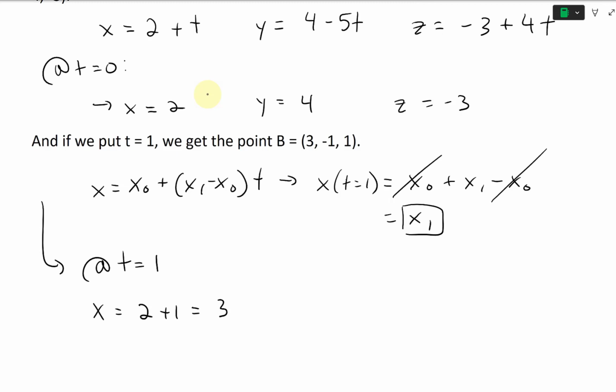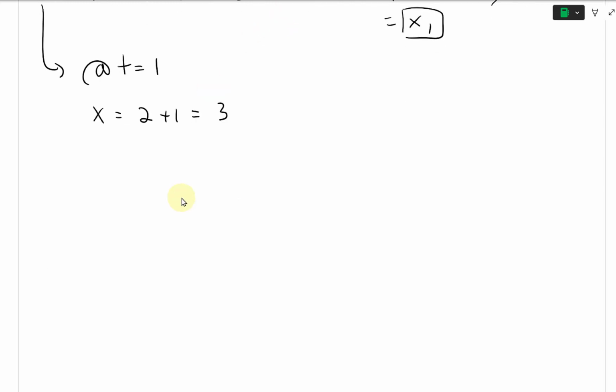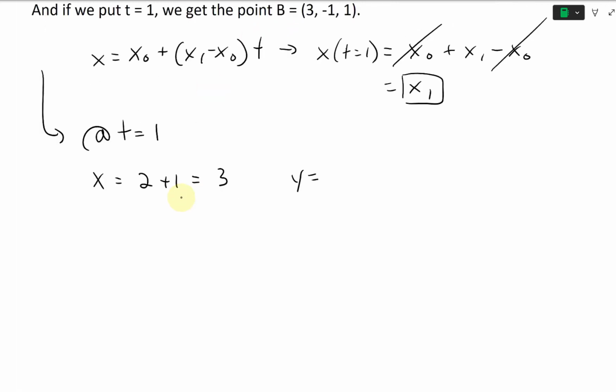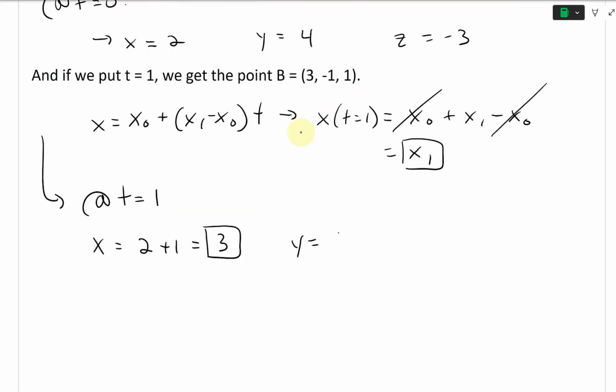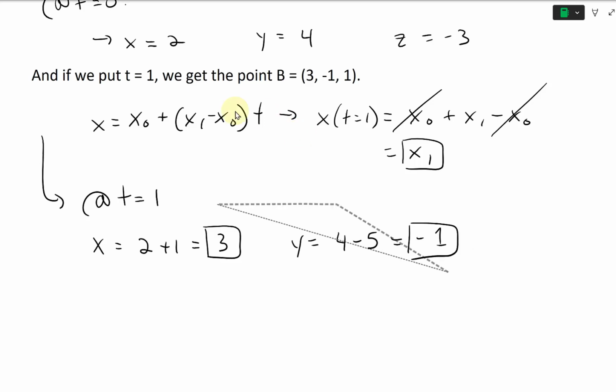2 plus 1 is equal to 3. So that's correct. Then the next one is y is equal to, I'll just box this in. This is the correct answer. And the next one is going to be right here, 4 minus 5 times 1. 5 times t is just 5, so it's negative 5. This equals negative 1. And that is correct.